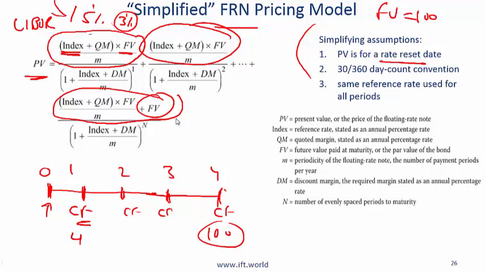You also need to discount all the cash flows, and there again the logic is the same. You discount each payment at 1 plus the interest rate. Interest rate is again index, which is LIBOR, plus the discount margin. So let's say the discount margin is 2%. So you take index plus 2% divided by M, which is 2, the periodicity. So that's all we are doing. We are just discounting back.